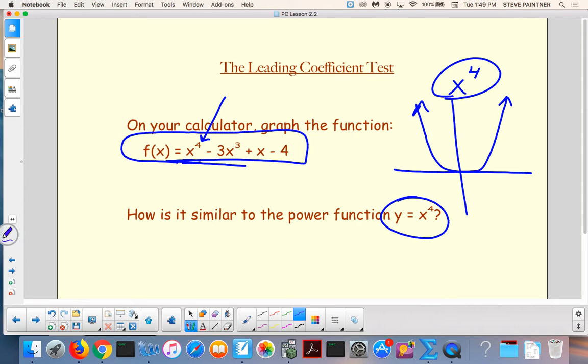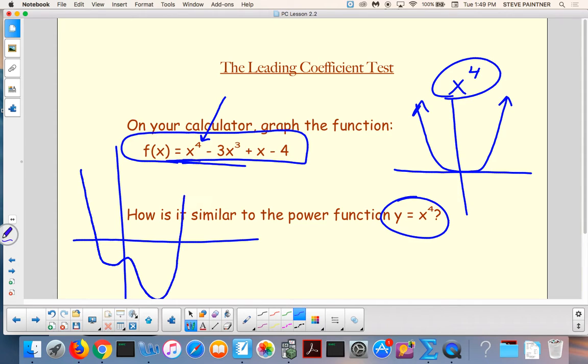Okay, Sydney's got hers done. Here's what she had. I'm looking at hers. It's a 10 by 10 window. She's got this. Something like that, that, and that. Okay.